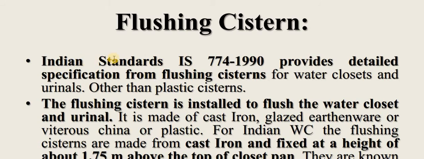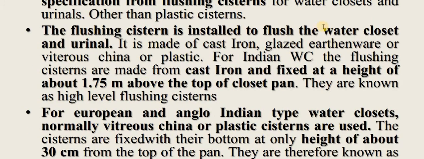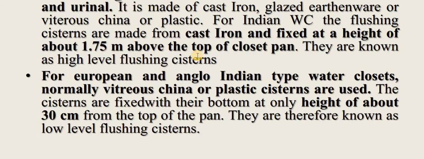Flushing system. The Indian Standard IS 774, 1990 provides detailed specification for flushing systems for water closets and urinals other than plastic systems. The flushing system is installed to flush the water closet and urinal. It is made of cast iron, glazed earthenware or vitreous china or plastic. For Indian WC, the flushing systems are made from cast iron and fixed at a height of about 1.75 meter above the top of the closet pan. They are known as high level flushing systems.